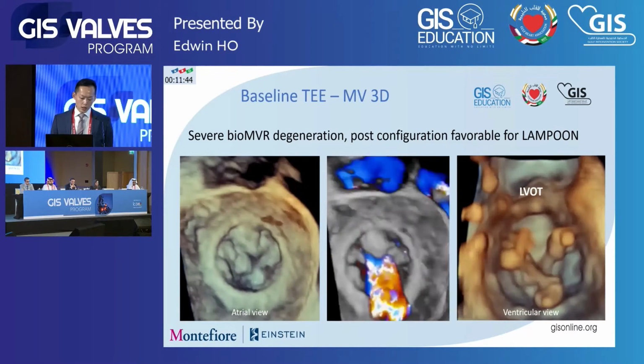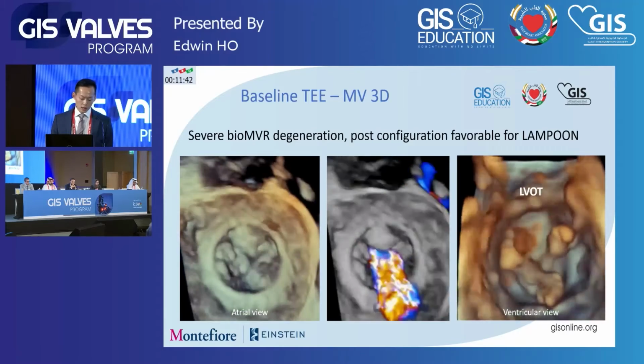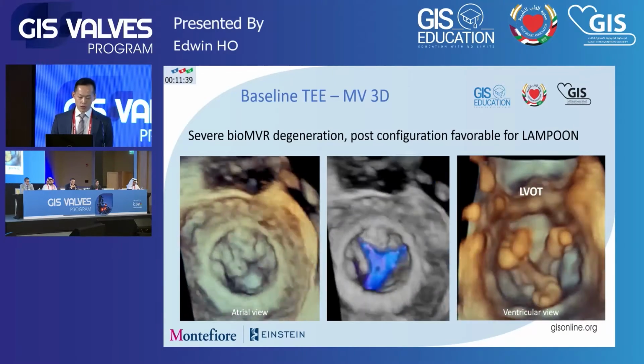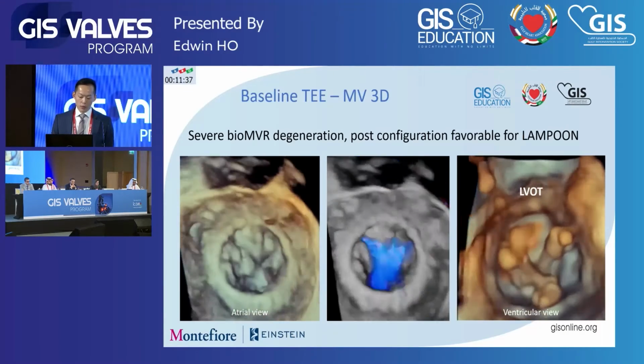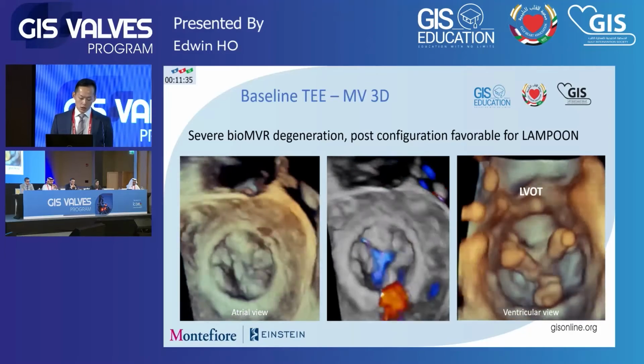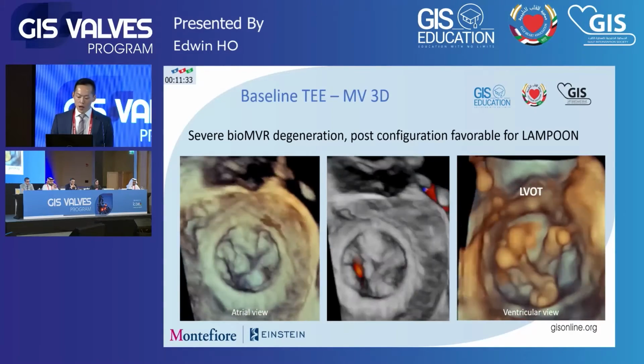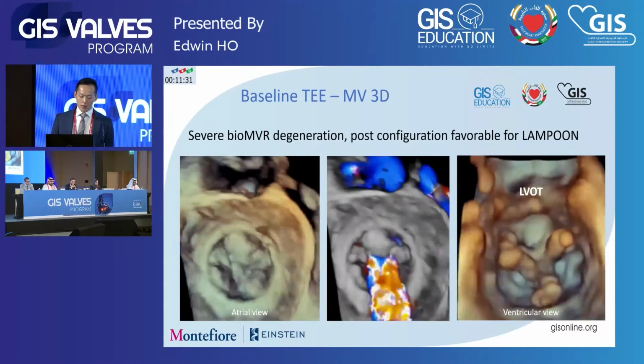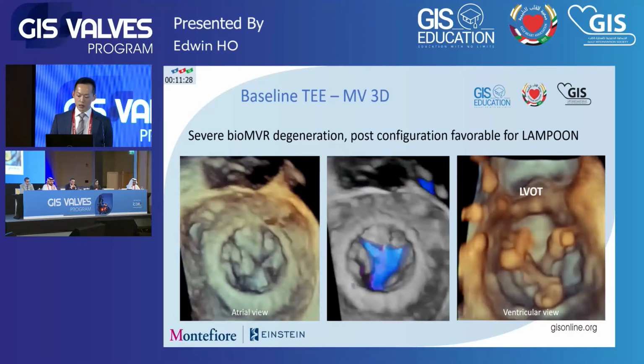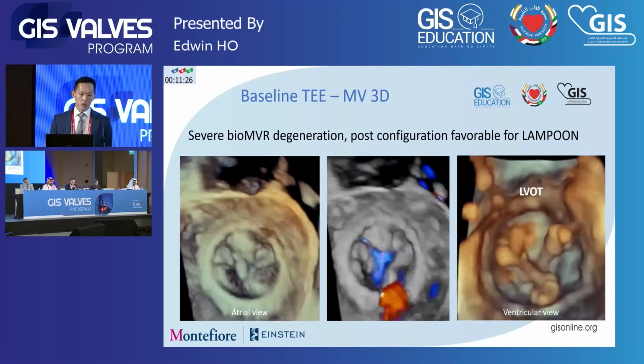These are the 3D images. Again, in the atrial view, you can see the extreme bioprosthetic valve dysfunction. The leaflets barely move. There's still some central regurgitation because the leaflets are so stiff. I also really like to look at these valves from the LVOT view, from underneath, because I think it gives a lot of extra information.